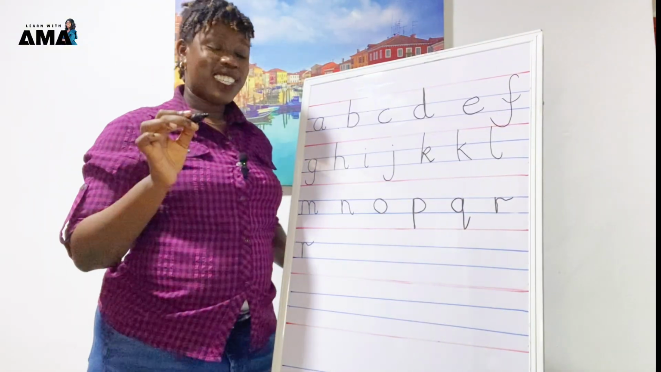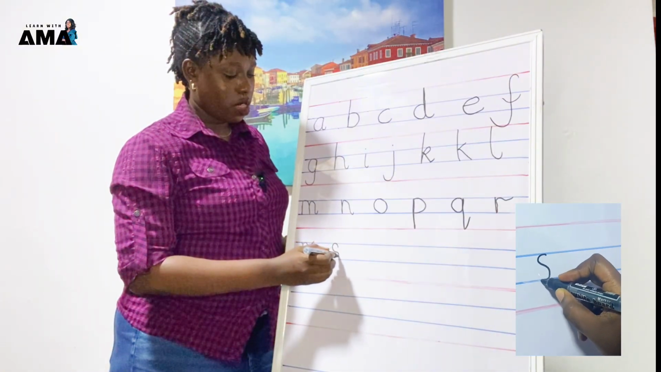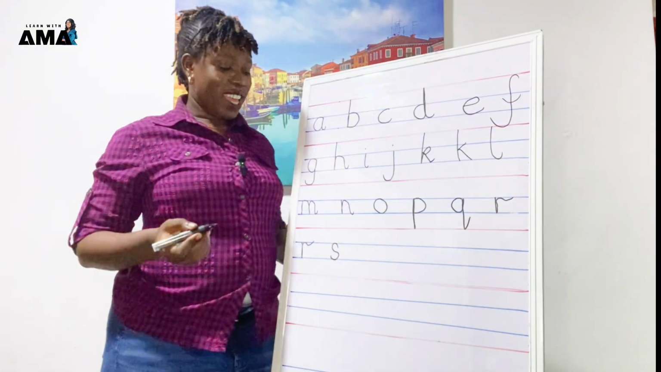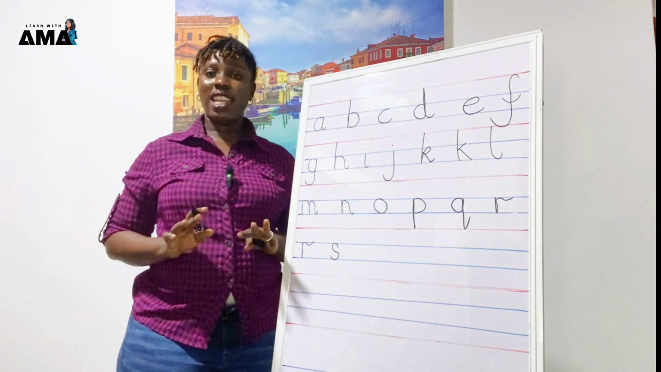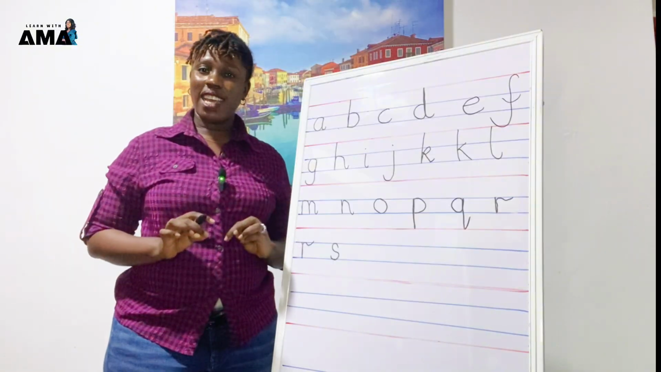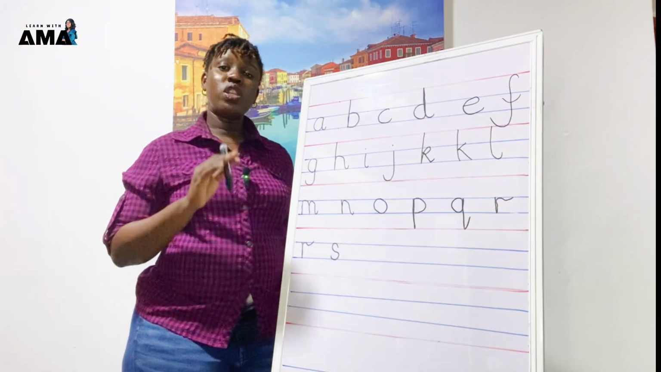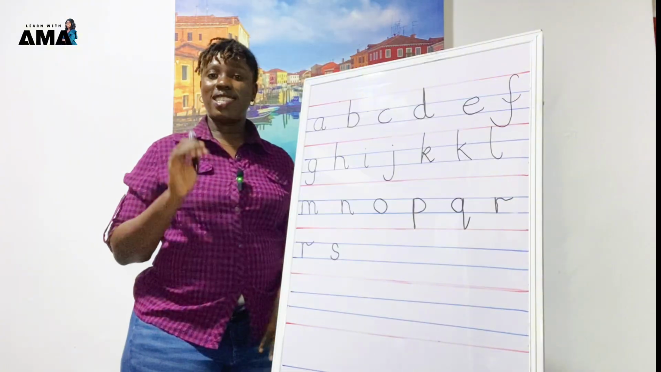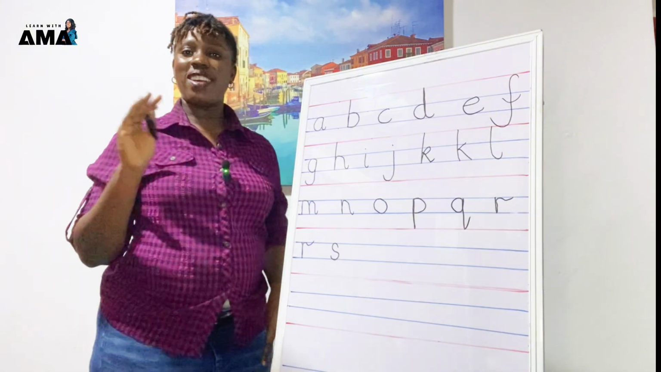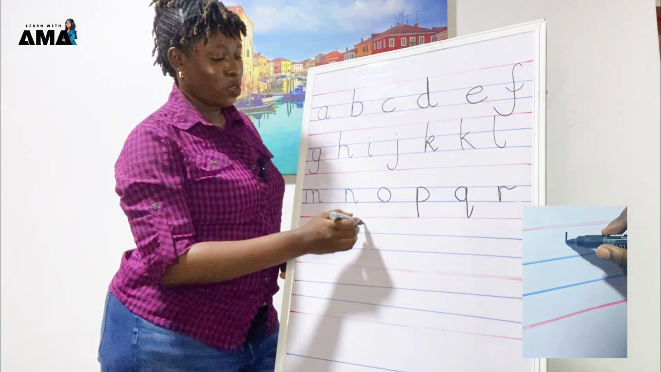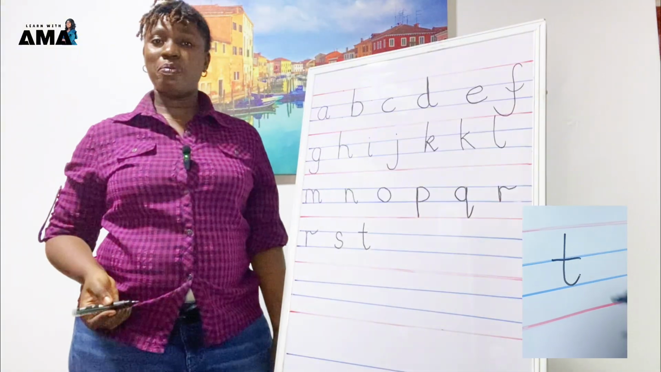Next we have the letter S. Start with a curve and then another curve right to the back. Next we have T. Letter T is also an ascender, but it is the only ascender that does not touch the red line. So it is an ascender that is usually shorter than other ascenders. Stroke down with a flick and then a dash right in the middle.